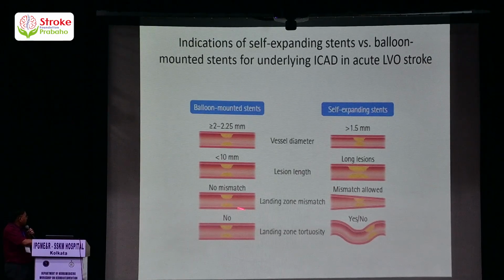If there is no mismatch in the landing zone, then balloon-mounted stents are okay. But if there is a mismatch in the landing zone, it is narrowed here and wider here, then we have to use the self-expanding stent. If the landing zone is straight, then the balloon-mounted stent works very well. But if there is tortuosity of the landing zone, then we have to use the self-expanding stent.